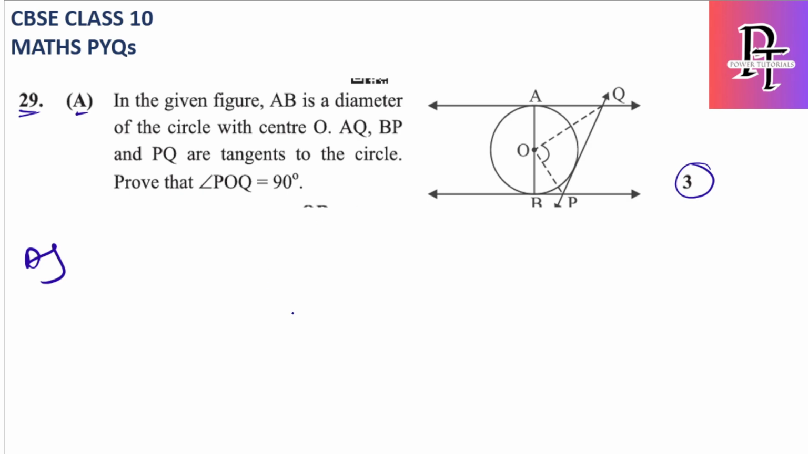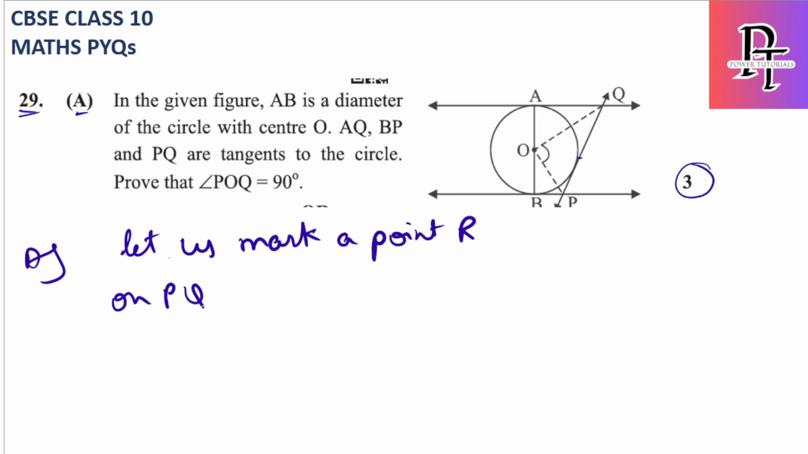Okay, so directly solving the next step, let's mark this point as R. Let us mark a point R on the tangent PQ. So this is R I'm writing here. Now I'm drawing a line which is a radius. This is also a radius, this is also a radius.